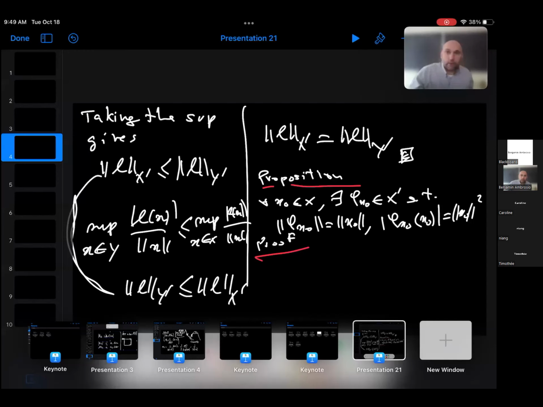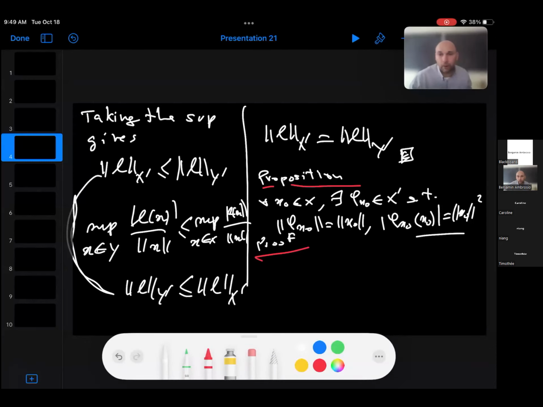Okay, so next we are going to prove this proposition. For all x node in X, I can find a bounded linear functional such that the norm of the linear functional is equal to the norm of x node. And furthermore, this equality holds when applying the linear functional to x node. So in fact, again, with these two pieces of information, I have not so much room to do other things.